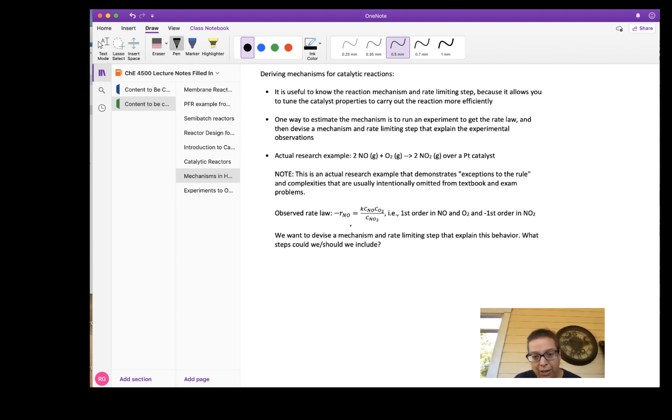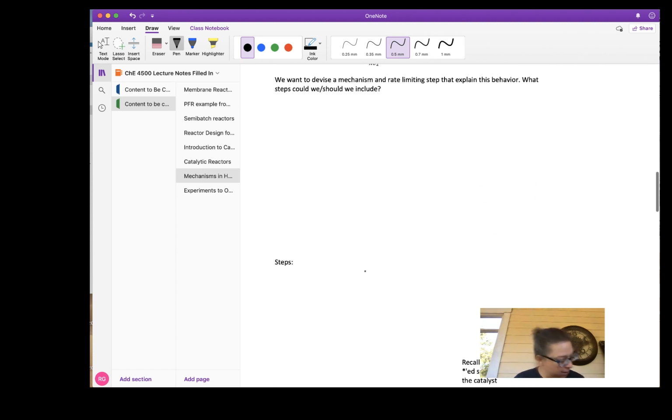So the observed rate law for this reaction, the rate of consumption of nitric oxide, is first order in nitric oxide and oxygen, and it's negative first order in NO2. So what we want to do is devise a mechanism and rate limiting step that explain this behavior. So let's do that. As a first step, let's think about the steps that we need to include in that mechanism. So what steps should we include? We don't have to write out the chemical forms, we can just write them out in words right now, but what needs to happen for NO oxidation to occur?